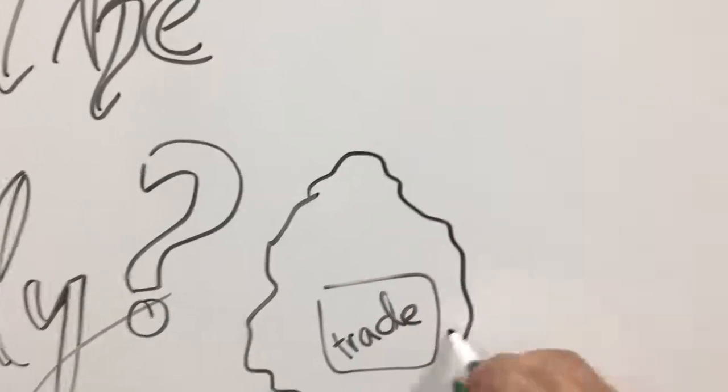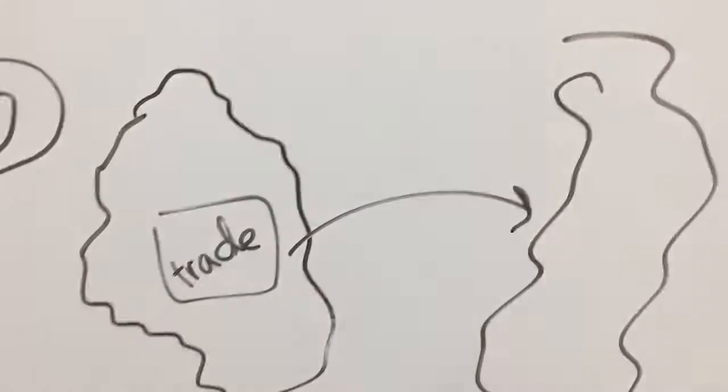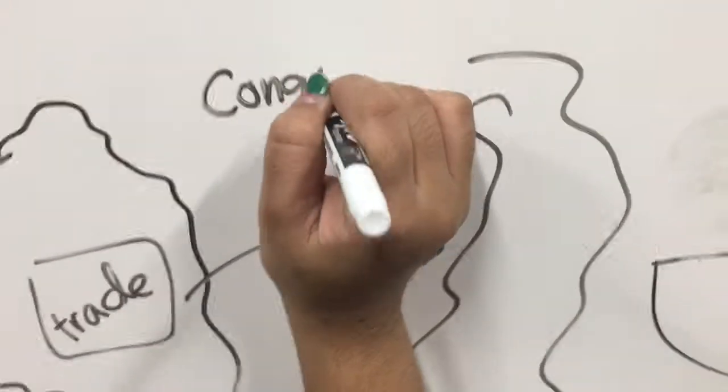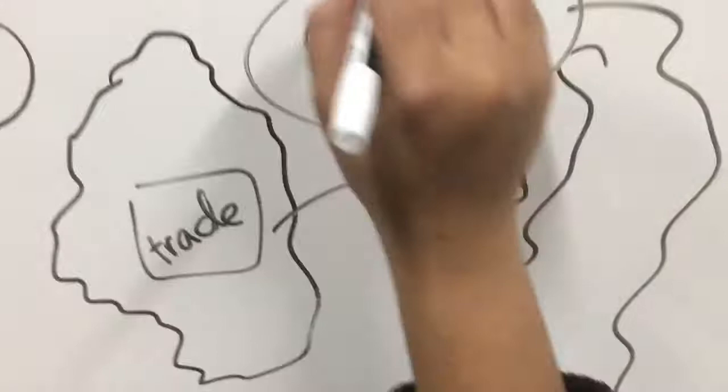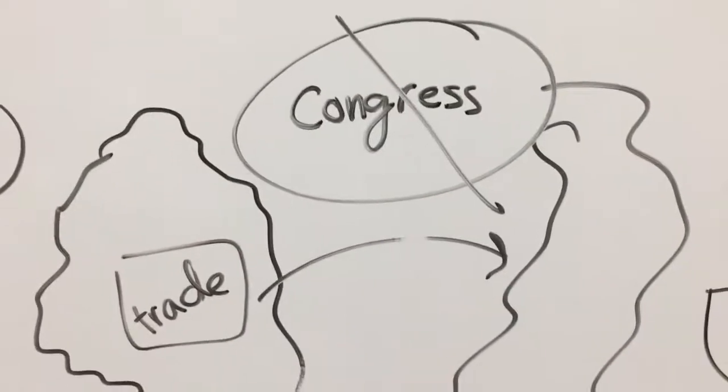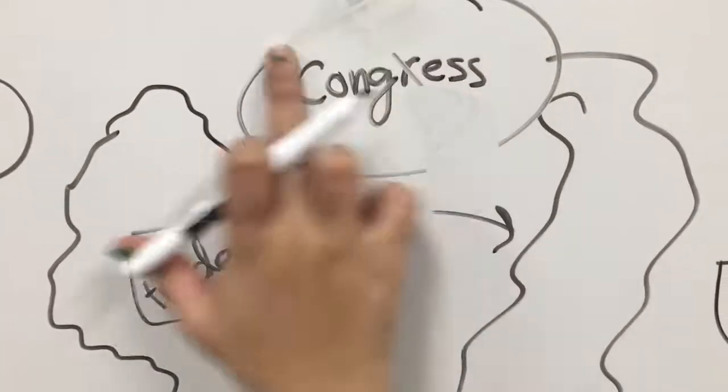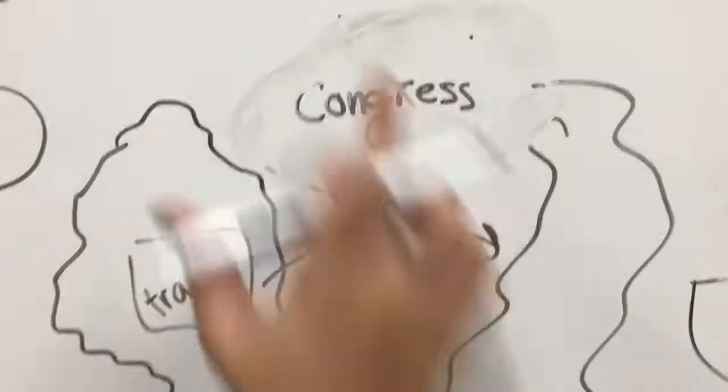Similar to this was Gibbons versus Ogden. Ogden was operating his steamboat and Gibbons sued him. The court sided with Gibbons, and it made it so the states cannot interfere with the power Congress has to regulate commerce between states.